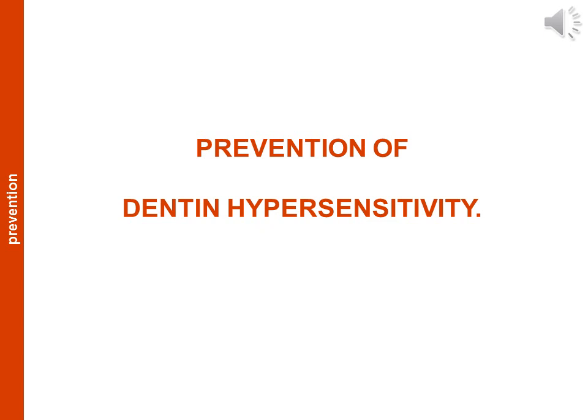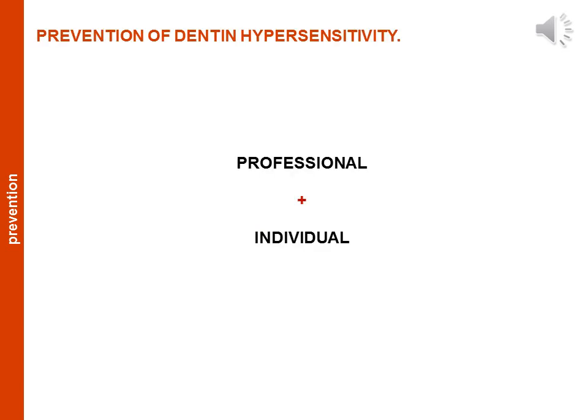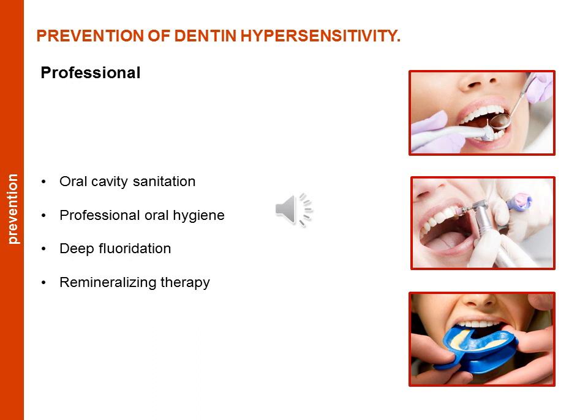Prevention of dental hypersensitivity. Prevention of dentin hypersensitivity can be professional and individual. Professional prevention of dental hypersensitivity will consist of oral cavity sanitation, professional oral hygiene, deep fluoridation, and mineralizing therapy.